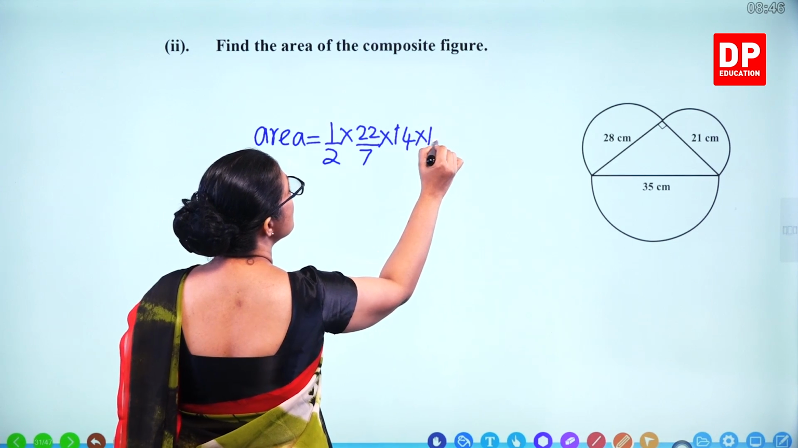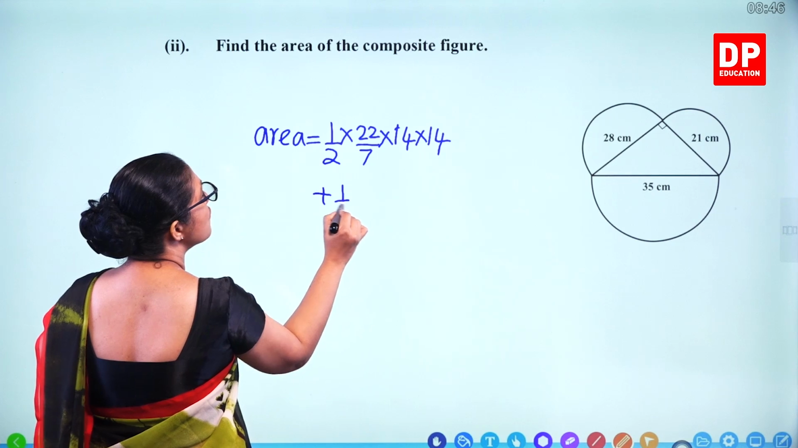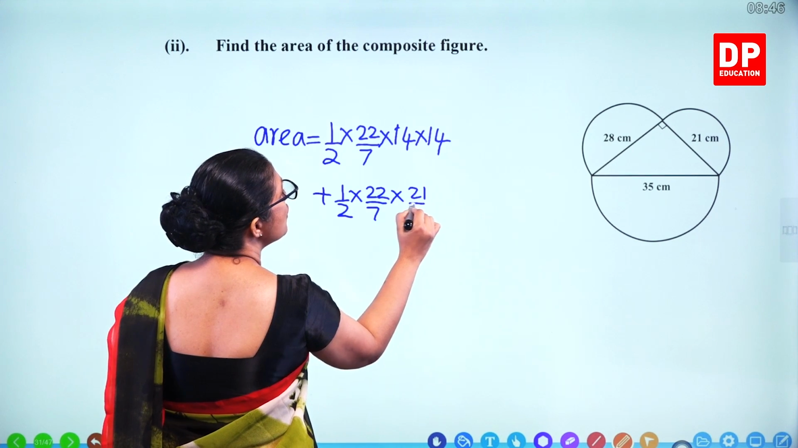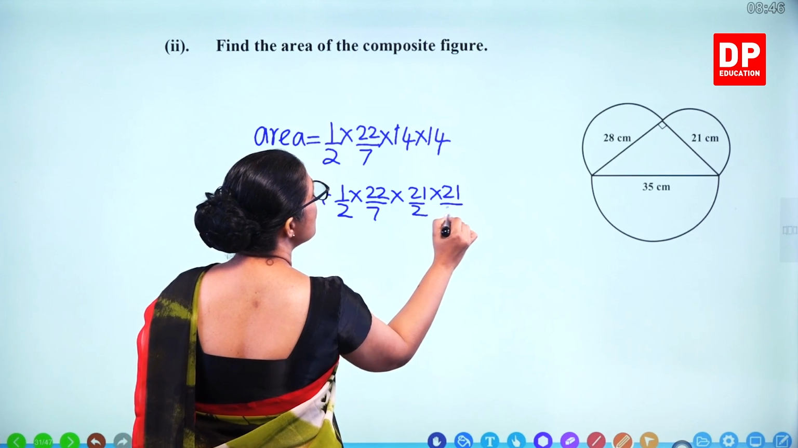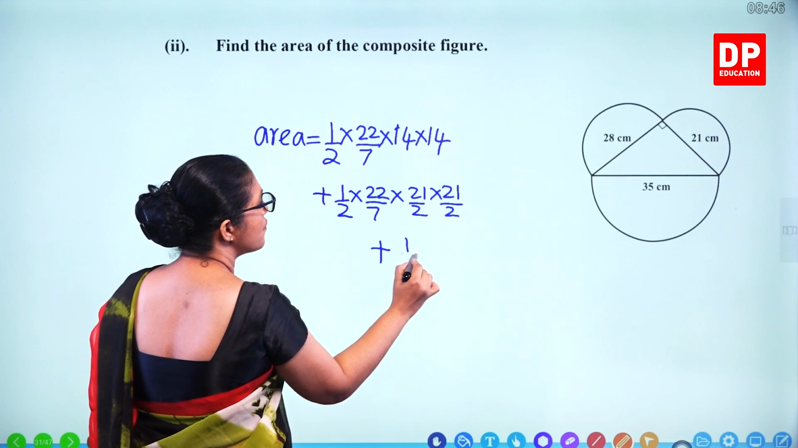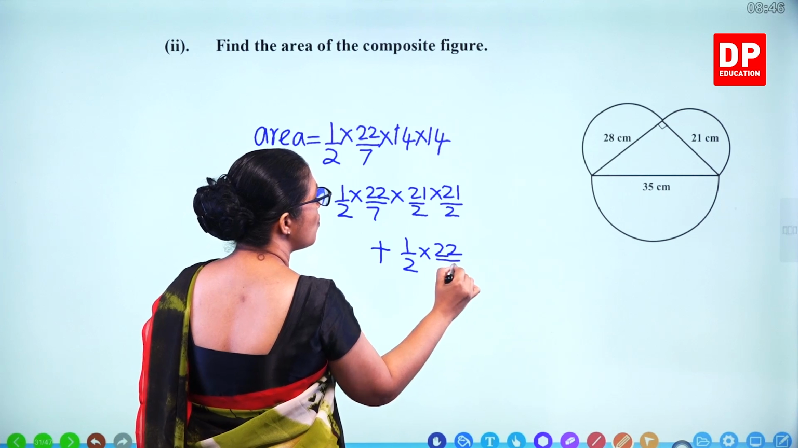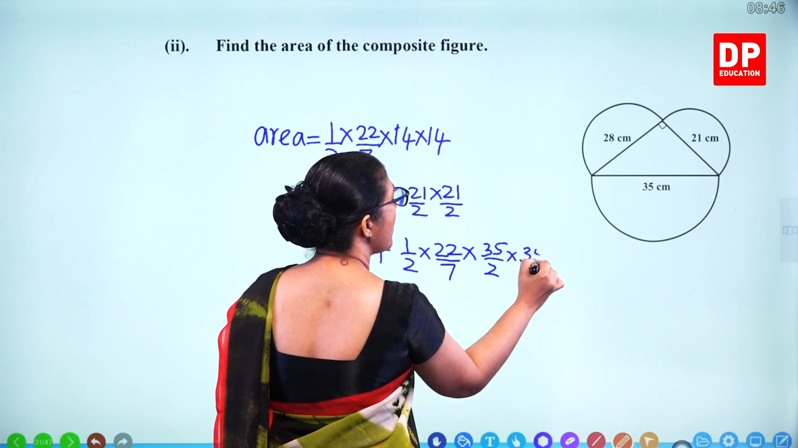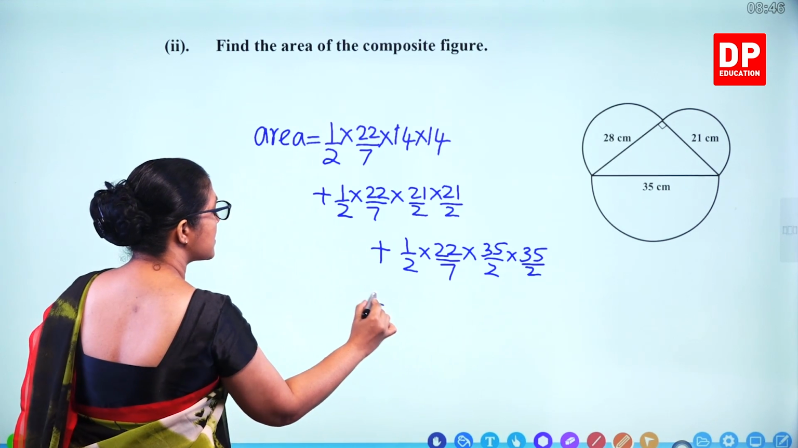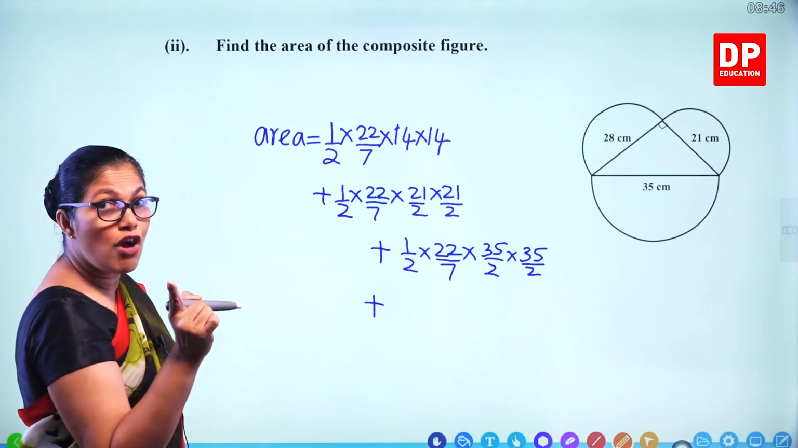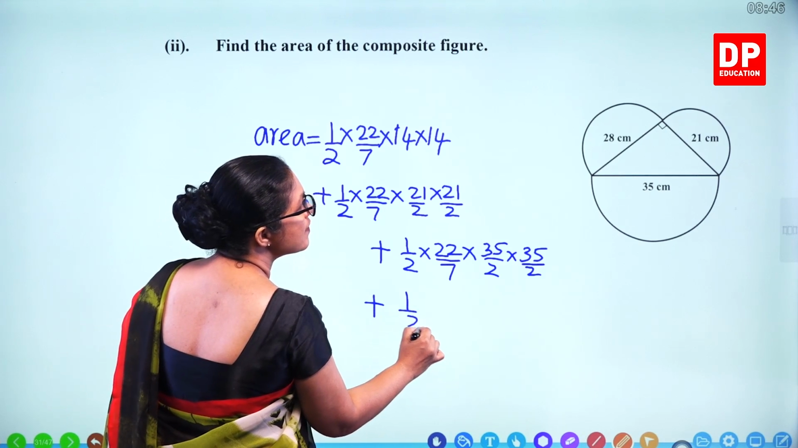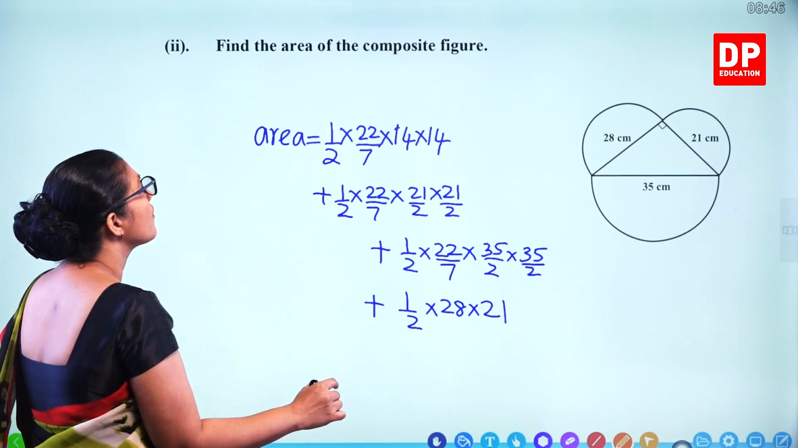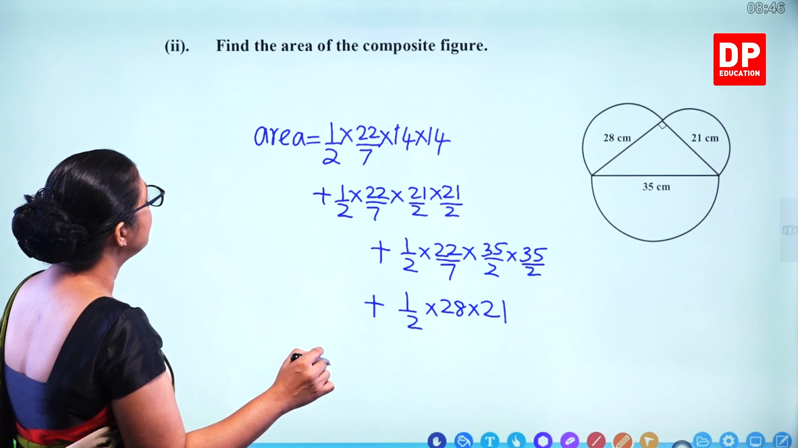So 14 times 14. Plus half times again 22/7, 21/2 times 21/2. Half times pi, that's 22/7 into 35/2 into 35/2, pi r squared. Plus, what's the area of the triangle? Half into base into height. That's 28 into 21.